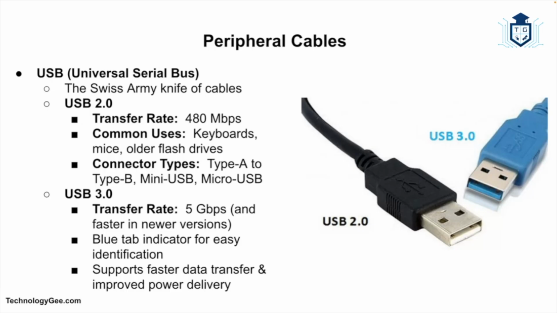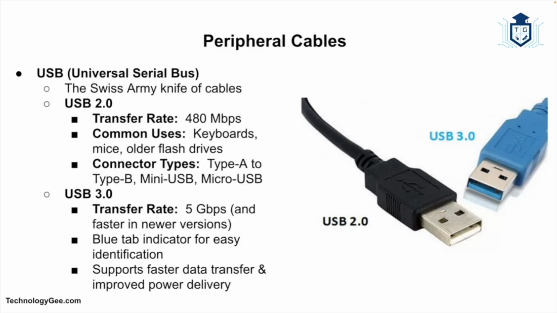And this is the Army Swiss knife of cables. You got USB 2.0 with a transfer rate of 480 megabits per second. And this is often used in keyboards, mice, and older flash drives. And it offers a Type A to Type B or mini USB or micro USB type of connector.